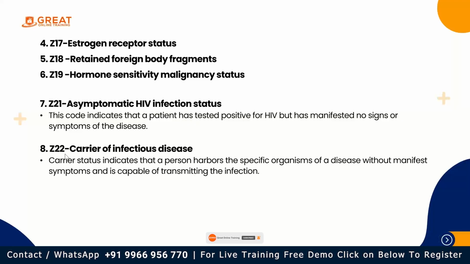Then the next point is Z22, carrier of infectious disease. Carrier status indicates that a person harbors the specific organisms of a disease without manifest symptoms and is capable of transmitting the infection. Okay, so Z22 we use to indicate that a particular person is carrying a specific organism of a specific disease. Maybe that person is not showing any symptoms, but he or she will be capable of transmitting that infection to other persons.